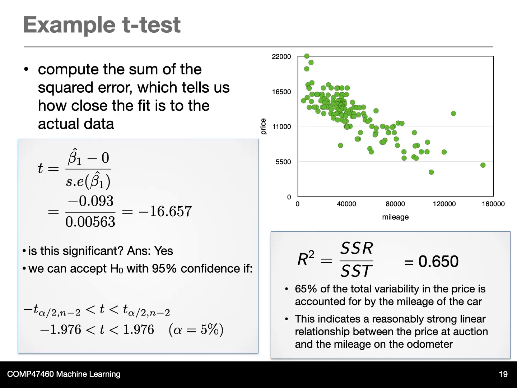Using the values quoted here for the sum of the squared errors, the standard deviation of x, and the value for beta 1, we can compute the t-statistic, which comes out to be minus 16.657. How do we check if this is significant?